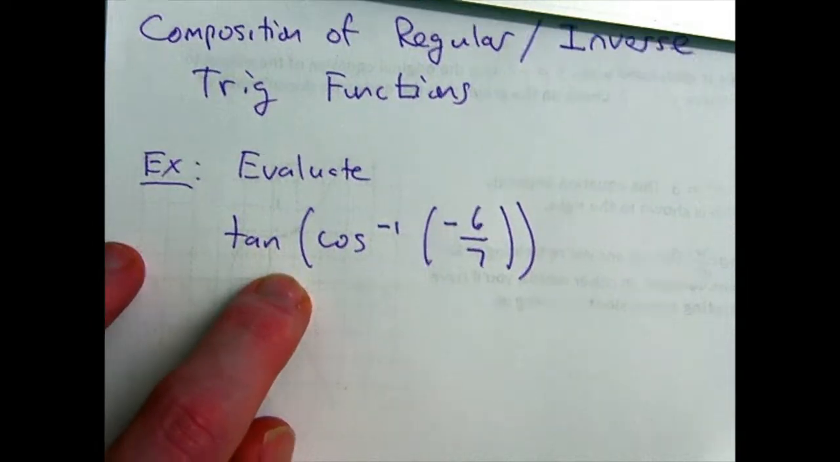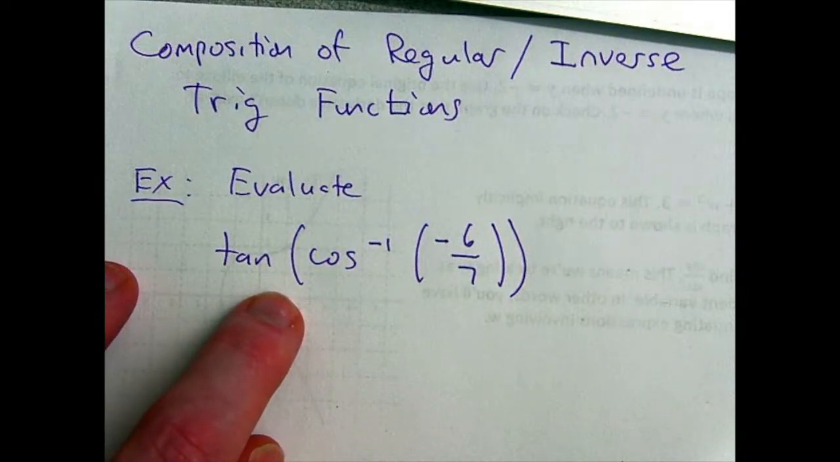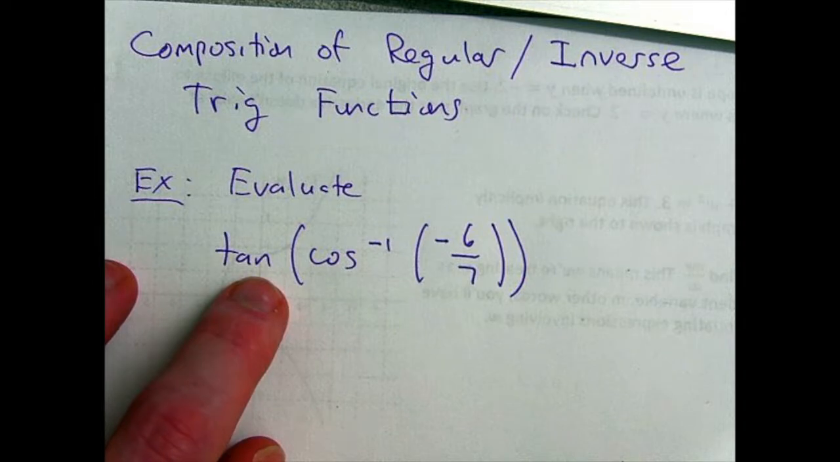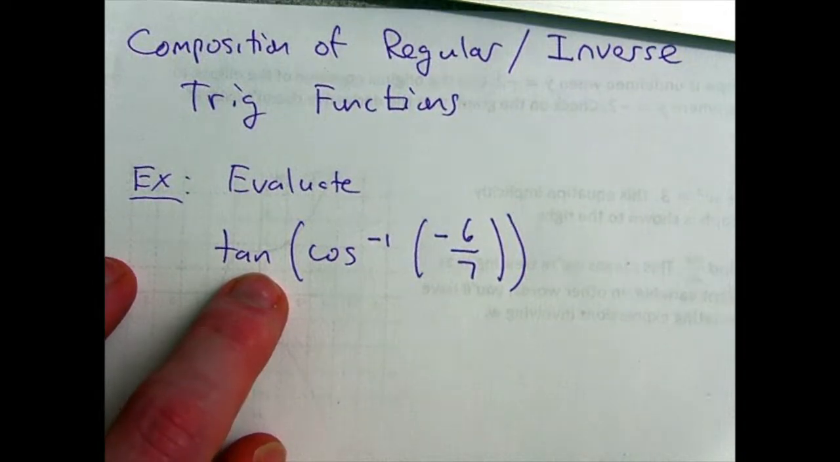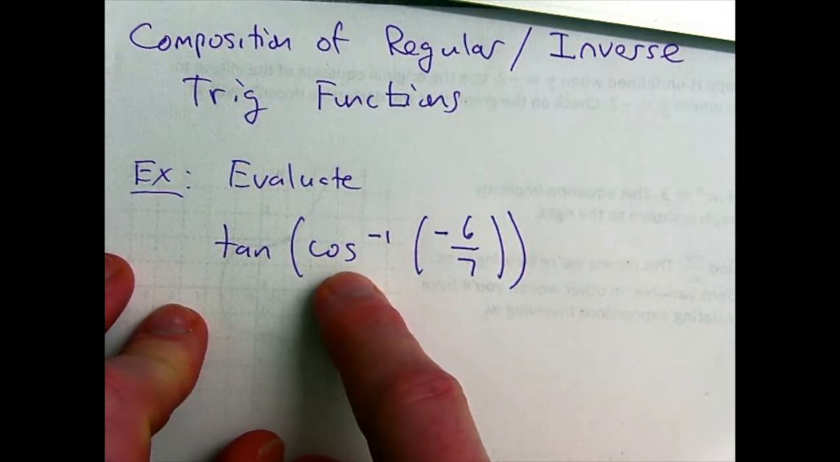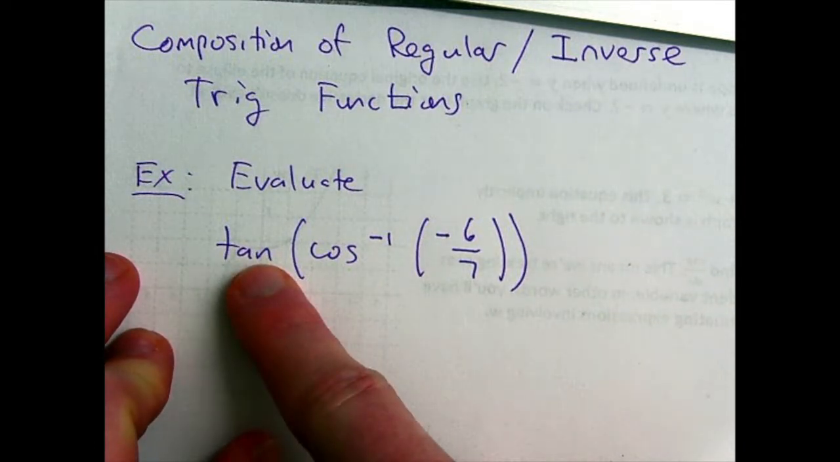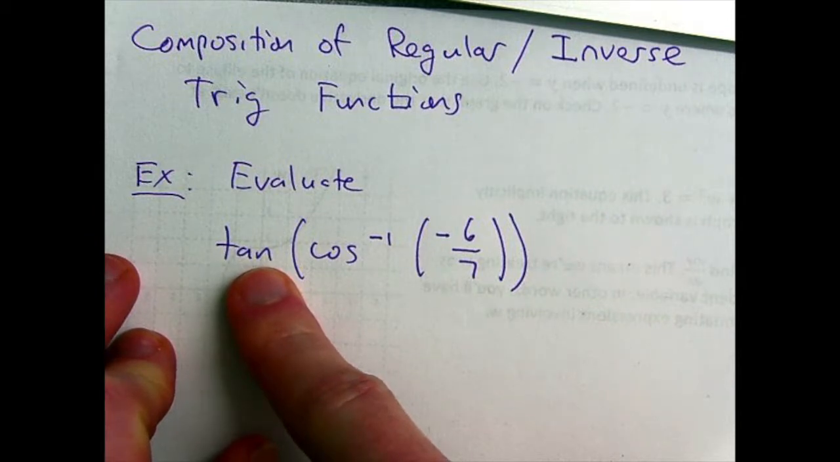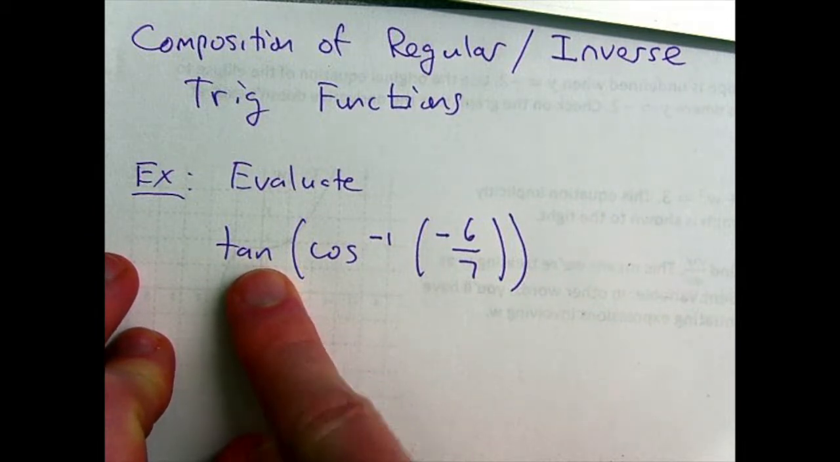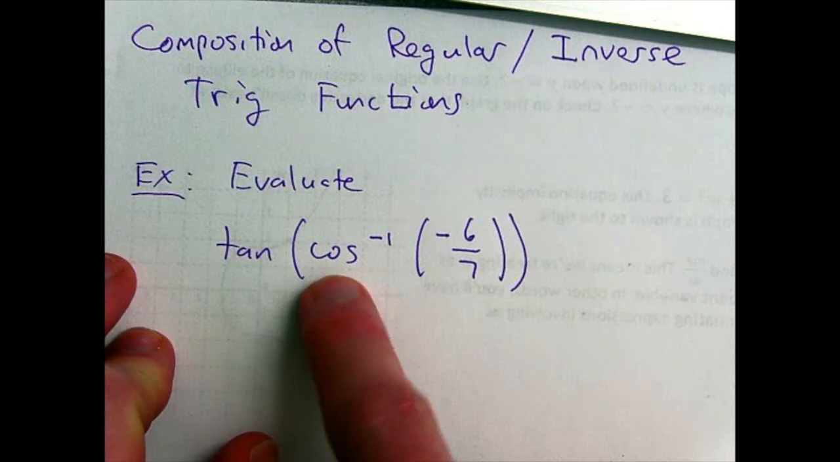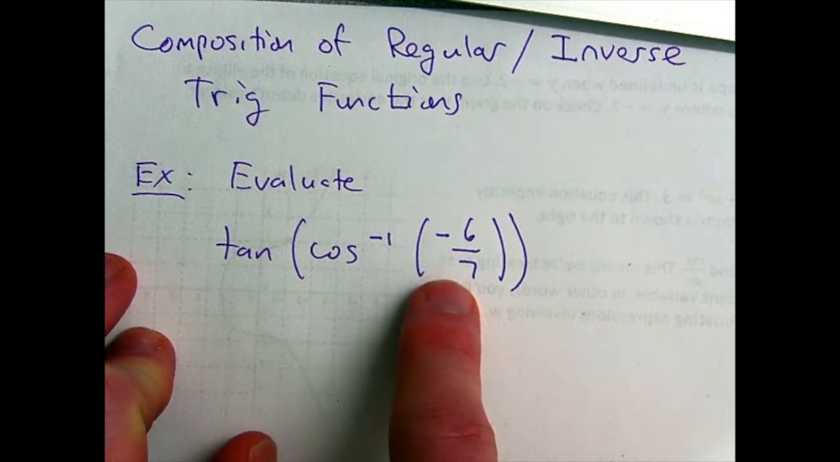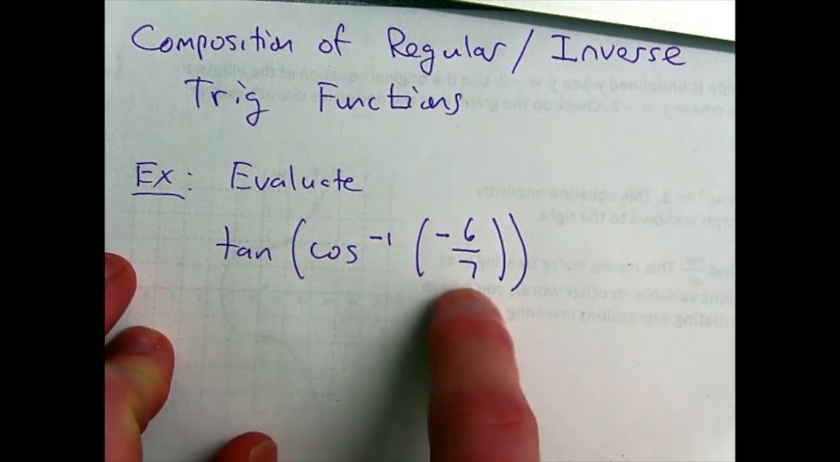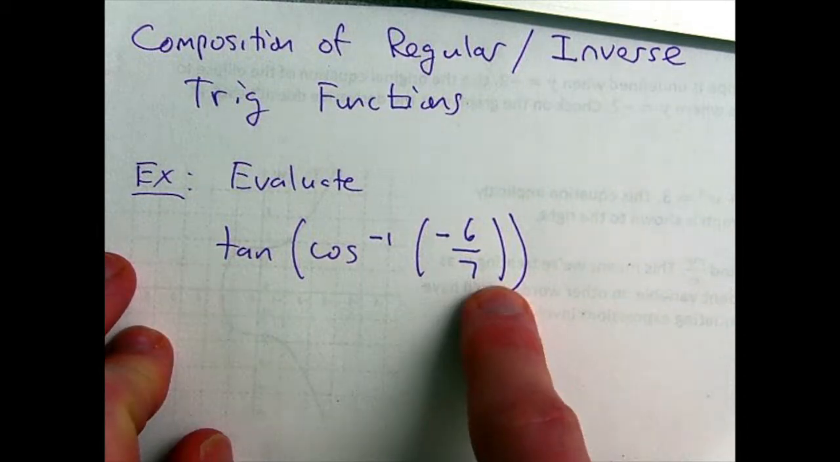I want you to first of all notice that this is a composition of regular and inverse trig functions. Composition, if you've forgotten, just means that one function is stuffed inside of another. So that's kind of what's happening here. We have an inverse cosine function, but that is being stuffed inside of a tangent function. And really what this means is the following. It means you take the inverse cosine of this number here, negative 6 over 7. That will produce some angle, and then you take the tangent of that angle.